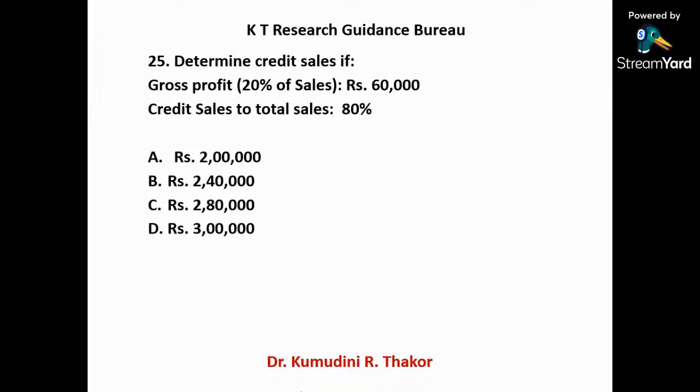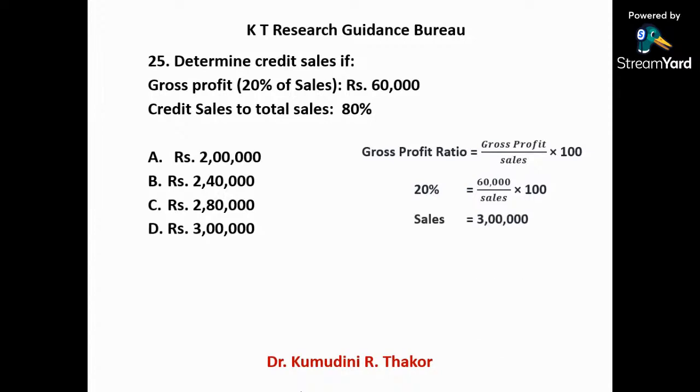And the last question of this session is: determine credit sales if gross profit, that is 20% of sales, is 60,000. Credit sales to total sales 80%. Now options are A 2 lakhs, B 2,40,000, C 2,80,000, D 3 lakhs. Gross profit ratio, you know the formula. Gross profit by sales into 100. So, gross profit ratio is 20%. That is already given. Is equal to gross profit 60,000.